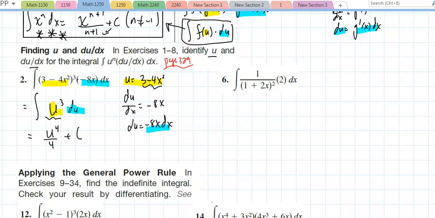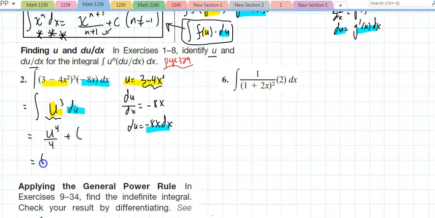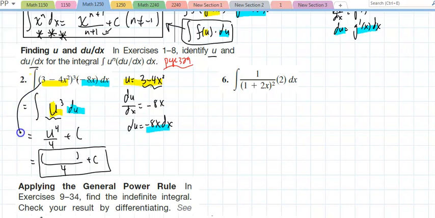Now there's only one minor amendment you have to make and you're fine. If you look at the original problem, it started with x. So at the end, you want to bring u back in. And what was u? U was 3 minus 4x squared, to the 4th. If you take a derivative of this, you will get this.